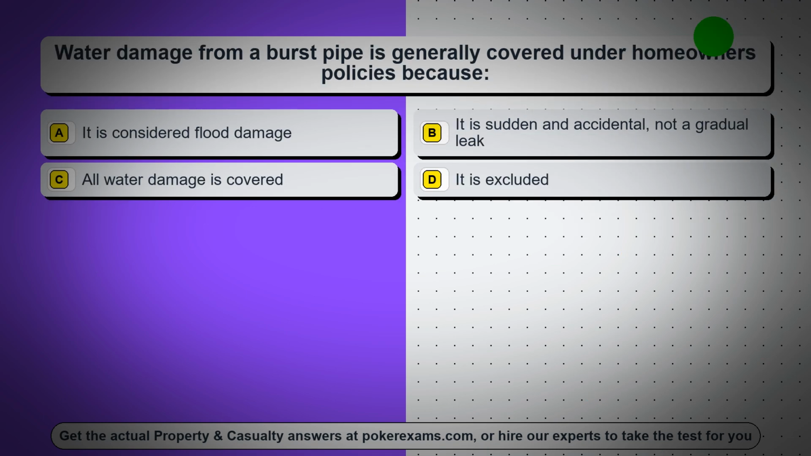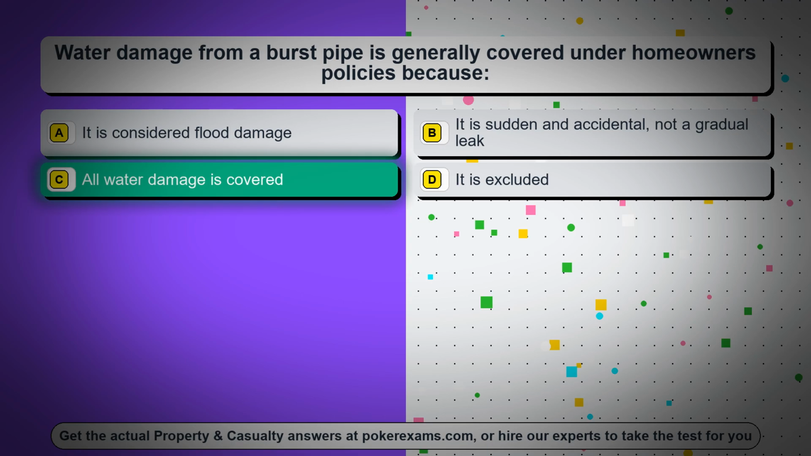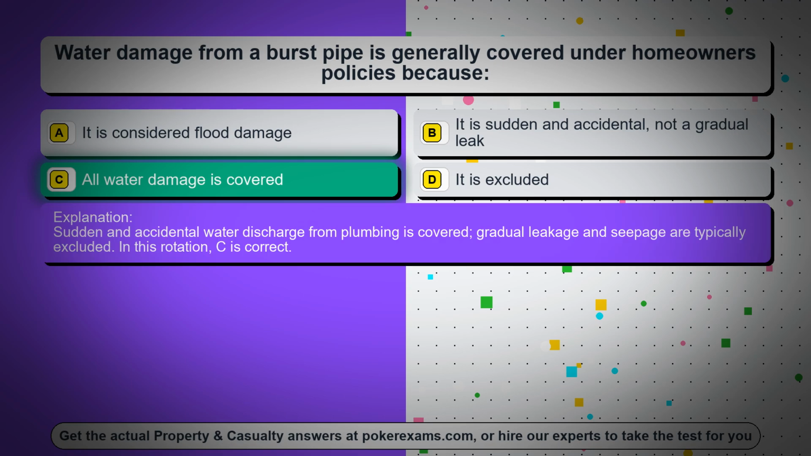Question 97. Water damage from a burst pipe is generally covered under homeowners policies because option A, it is considered flood damage, option B, it is sudden and accidental, not a gradual leak, option C, all water damage is covered, option D, it is excluded. The correct answer is option C, all water damage is covered. Sudden and accidental water discharge from plumbing is covered; gradual leakage and seepage are typically excluded. In this rotation, C is correct.